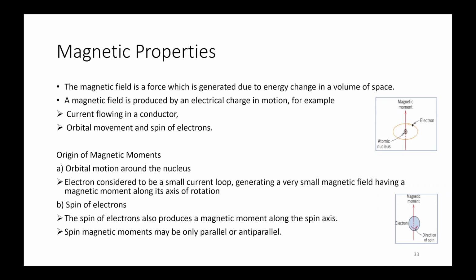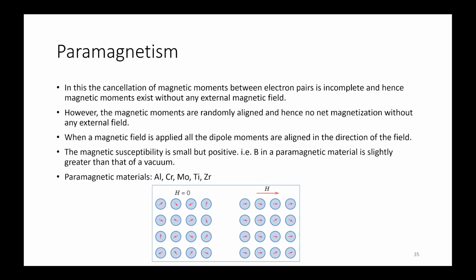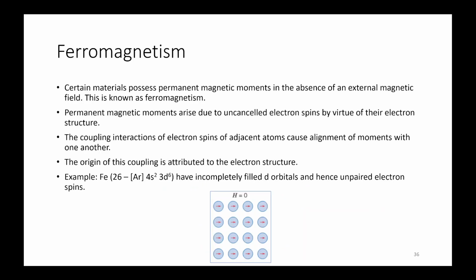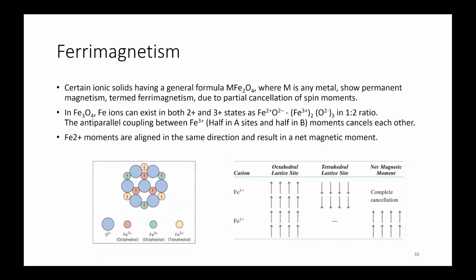Then for magnetic properties, it arises because of the magnetic moment, because of electron rotation and their spin. These are the types of magnetic materials. They can be diamagnetic, paramagnetic, ferromagnetic, antiferromagnetic, and ferrimagnetic.